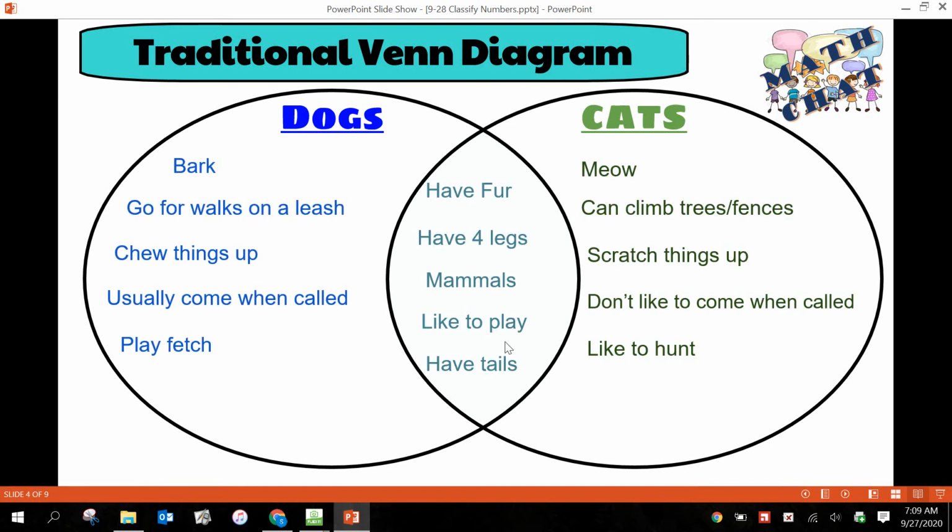You're used to seeing traditional Venn diagrams like this one here, comparing dogs and cats and in the center, what they have in common, like fur and four legs, on most of them anyways. They're both mammals and they like to play, except for my one cat Bill. She's interesting. And they both have tails, unless it's a dog that doesn't have a tail anymore, or a bobcat. But they do have a little nub.